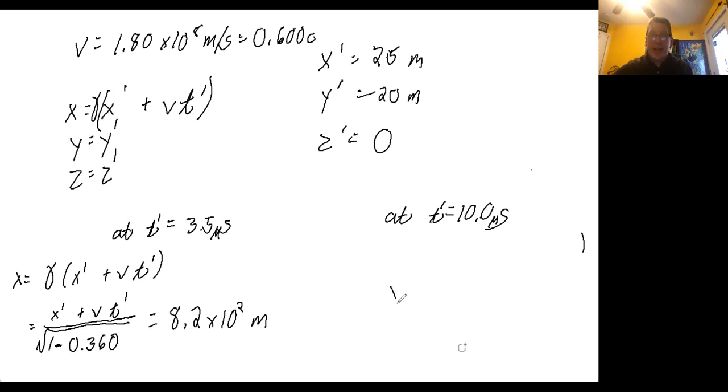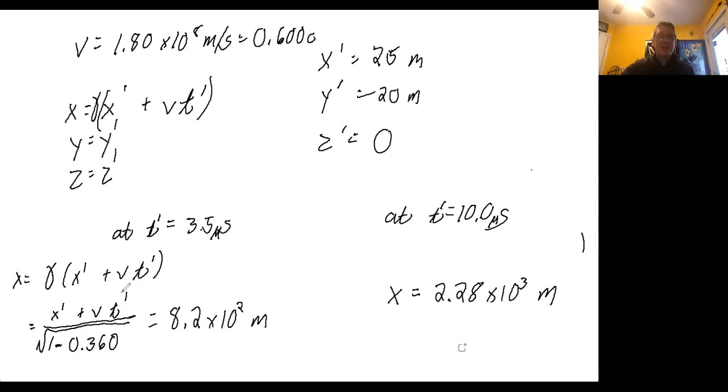So you're going to write that as x is equal to 2.28 times 10 to the 3 meters. So in 10 microseconds, it's traveled over 2 kilometers.